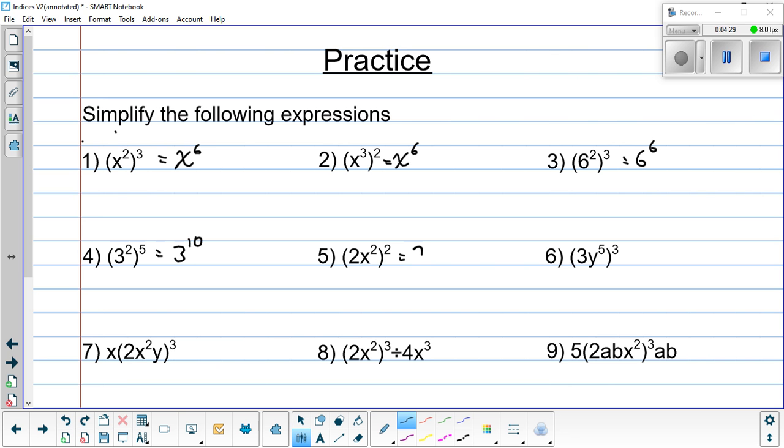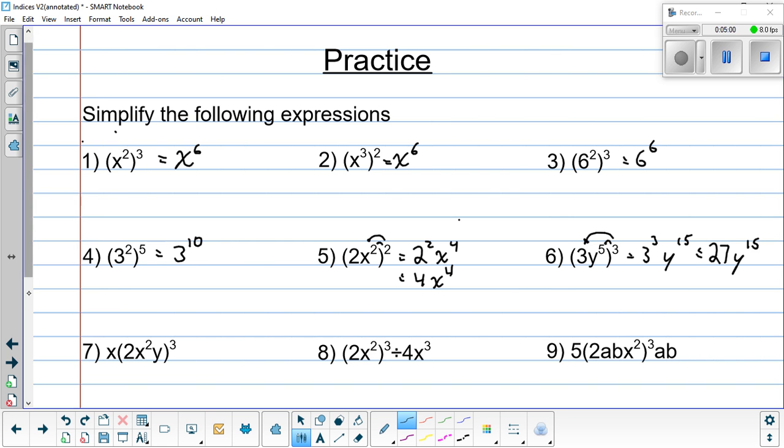Here, we're bringing this 2 in to both terms. So 2 squared, and then x to the 2 times 2. So we can simplify that as 4x to the 4. Next, we're bringing this to each here. So here I have 3 to the power of 3 and y to the power of 15, because 5 times 3. And we get 27y to the 15.